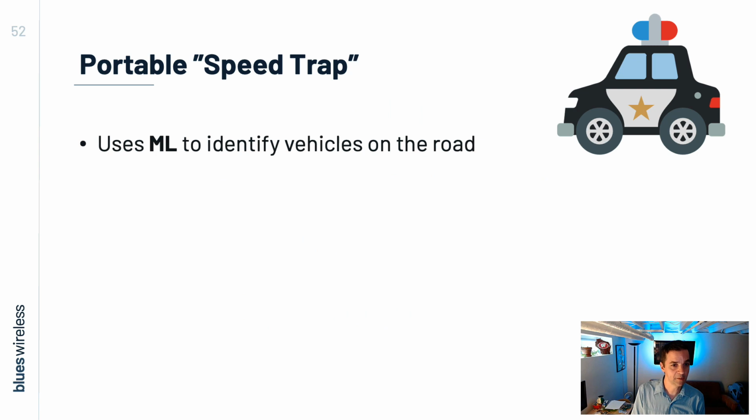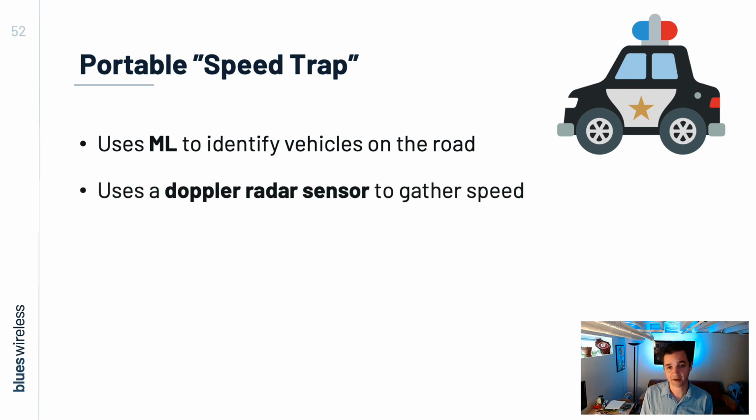So this project uses a machine learning model to identify vehicles, not individual vehicles. So we're not looking at individual vehicle detail or license plates. Just, is it a car, is it a van, or is it a bike or a person? It also uses a Doppler radar sensor.